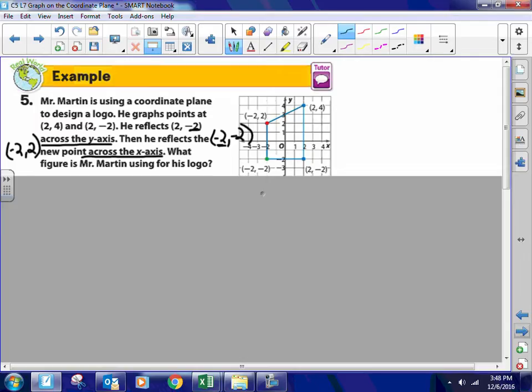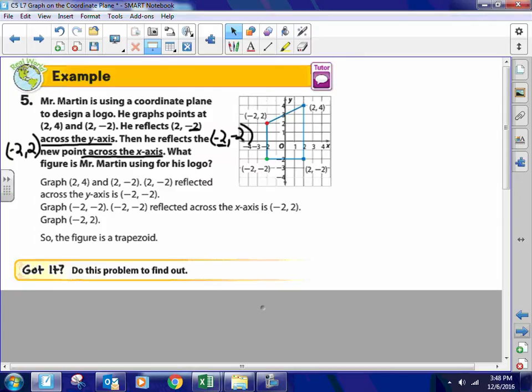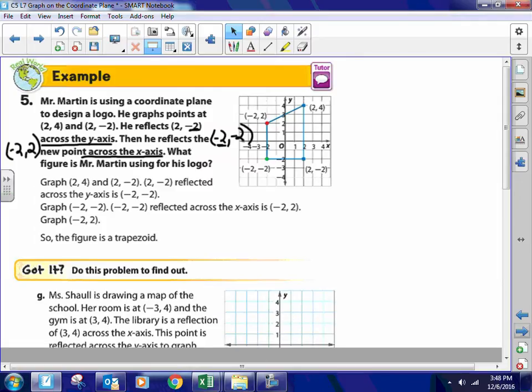What figure is Mr. Martin using for his logo? Now, you may be out of geometry for last year. You may have forgotten what that shape is. But that shape is called a trapezoid. Okay, that is a trapezoid. It has two right angles followed by 2 non-right angles. One acute, one obtuse. You don't remember what acute is? Acute is small, and obtuse is bigger than 90 degrees, and an acute is less than 90 degrees. Okay? Now, as you notice, this let him build a trapezoid by just reflecting some points.